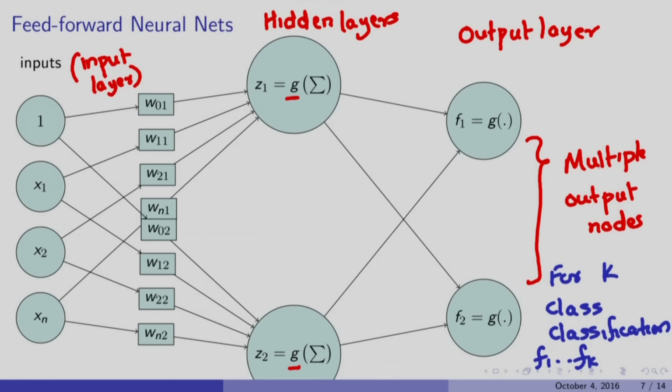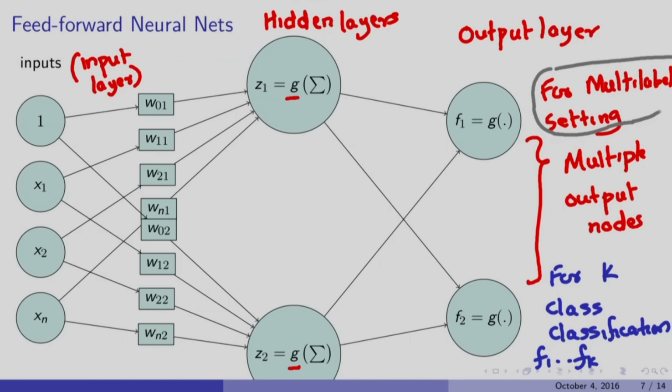So this multiple output nodes is especially useful for the multi-label setting. In the multi-label setting, any input instance could belong to more than one class. So a label is the association of a class with an instance.